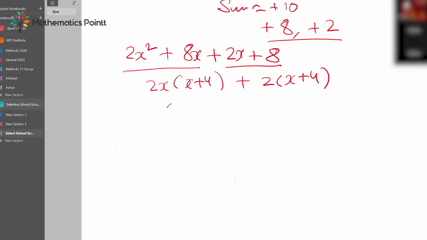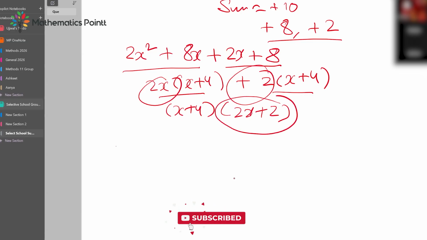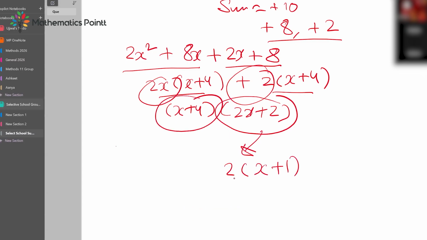Now, x plus 4 is the common, and the remaining is 2x plus 2. But hang on. Do I have anything common in 2x plus 2? Yes, 2. So I can pull 2 out, and it becomes x plus 1. And this stuff still sits as is.